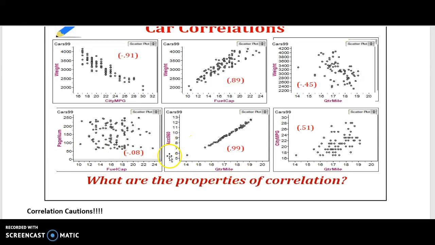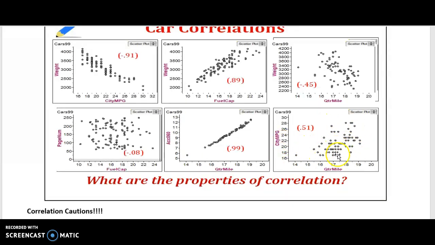Quarter mile and acceleration in the first 60 seconds. That is a tremendously strong positive association, nearly 0.99. So almost perfect association between the quarter mile and the acceleration in the first 60 seconds. And then finally, the quarter mile and city miles per gallon is positive but weak association.